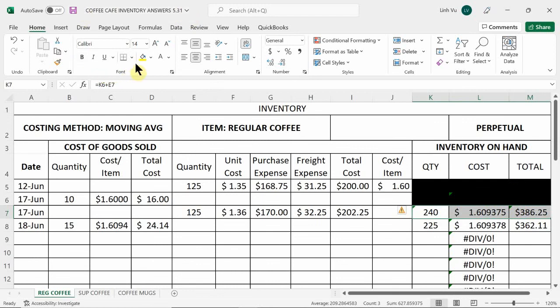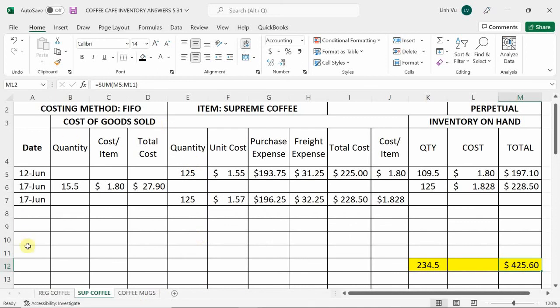I'm going to hide this information because I don't need to see this anymore. All I need to focus on is that I have 225 pounds left at 362.11, and it cost me $24.14 to use. Okay.